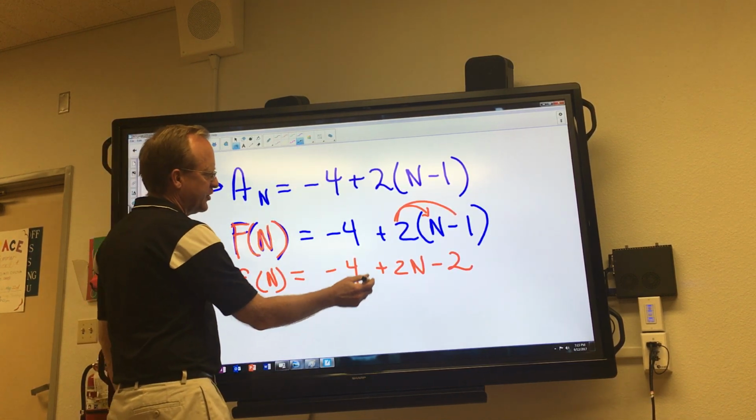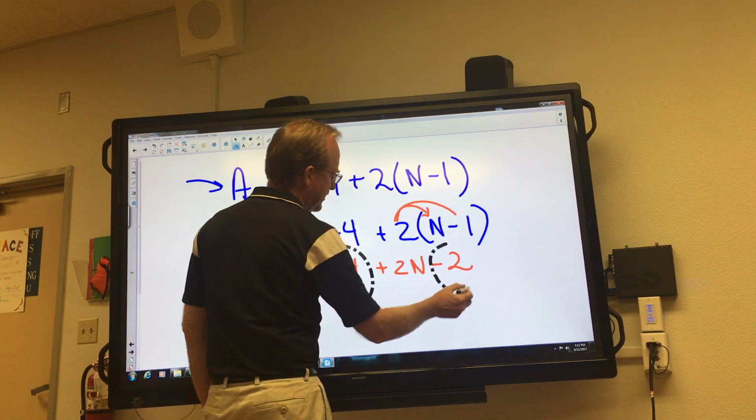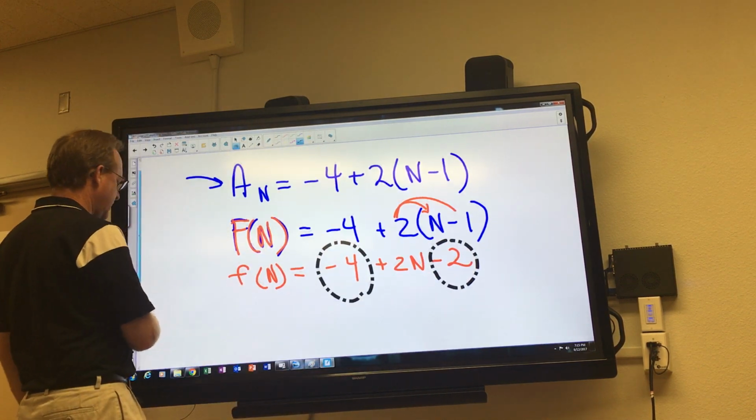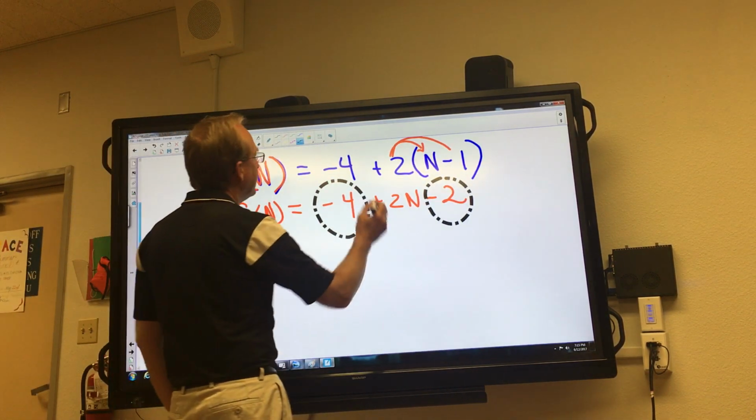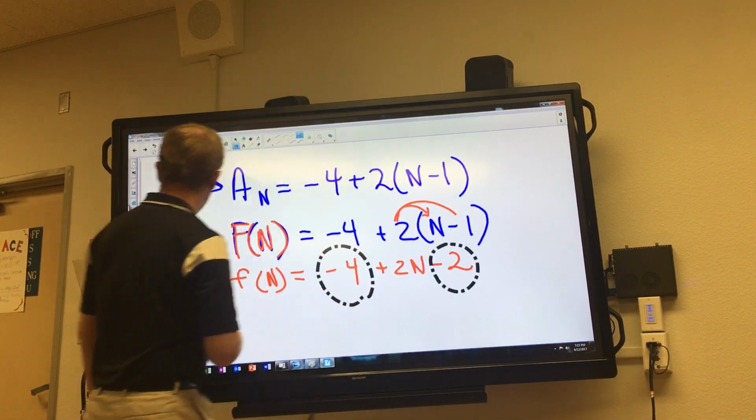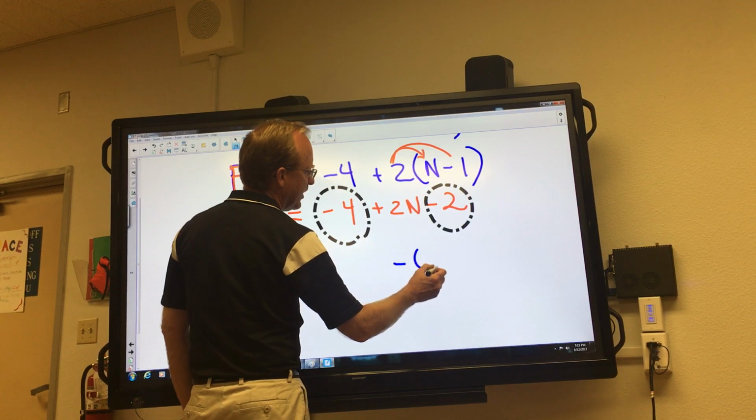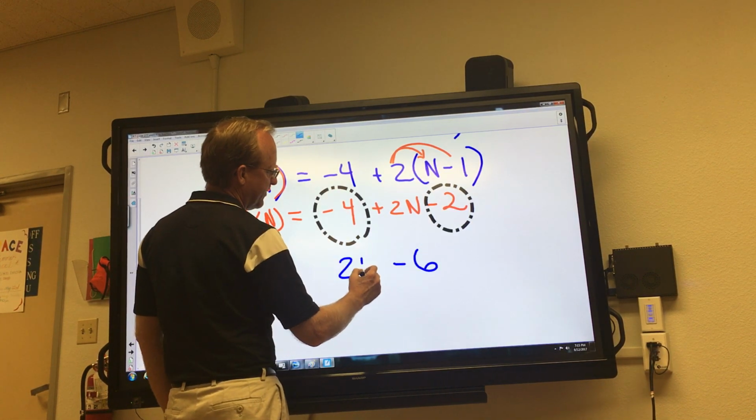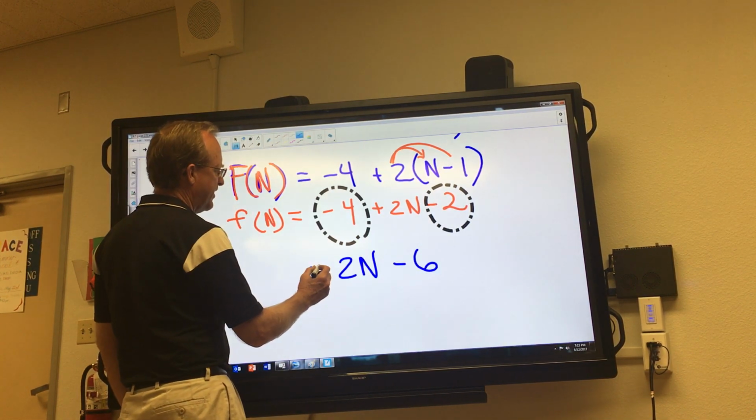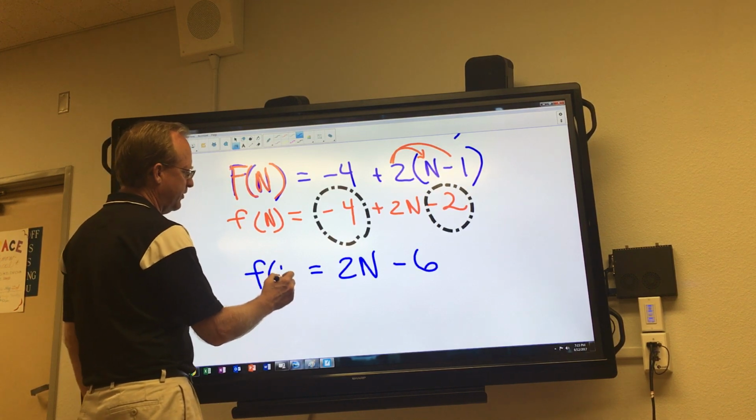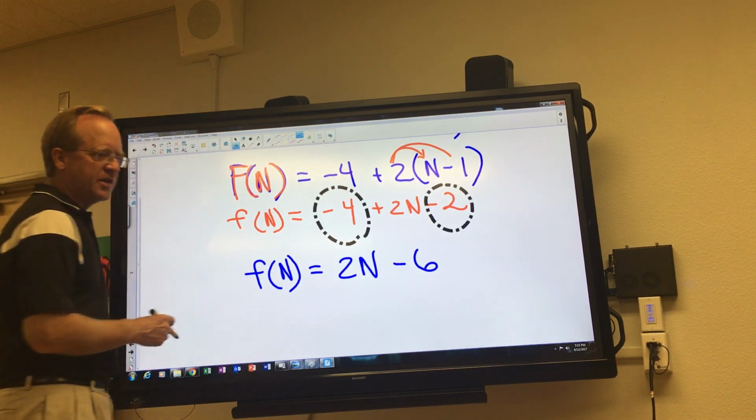We've got some common terms here, so let's combine those. We have -4 and -2, so that's going to be -6, and the 2n drops. And so my function of n is equal to 2n minus 6.